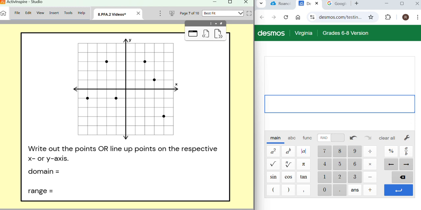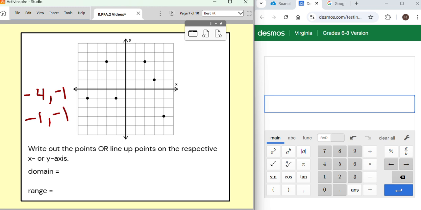This says write out the points or line up the points on the respective X or Y axis to determine what the domain and the range is. So I'm going to show you both ways just to see which one you like better. This point here is -4, -1. And then this point right here is -1, -1. So I'm just going to list them.